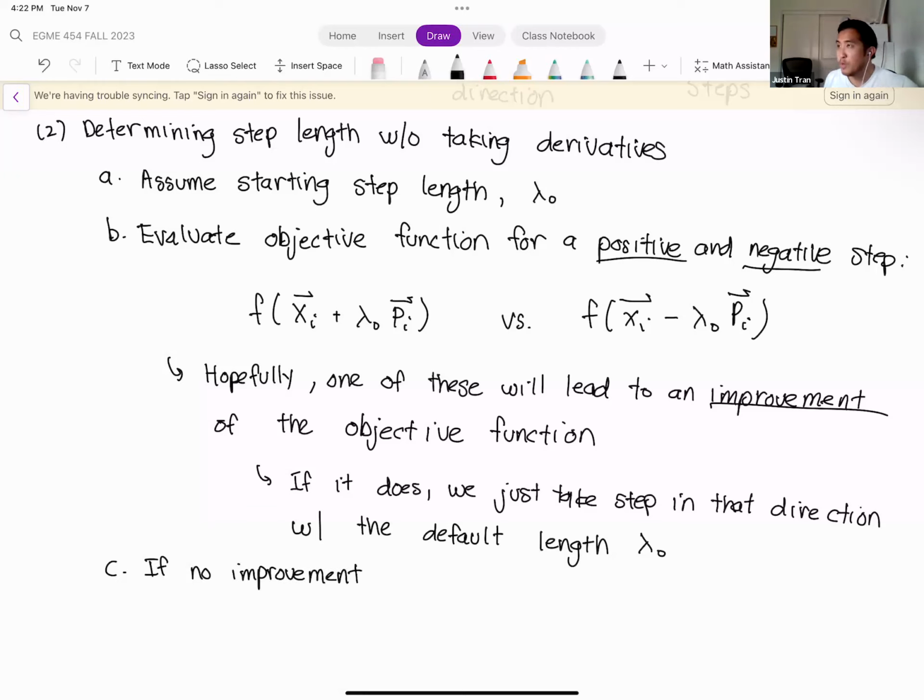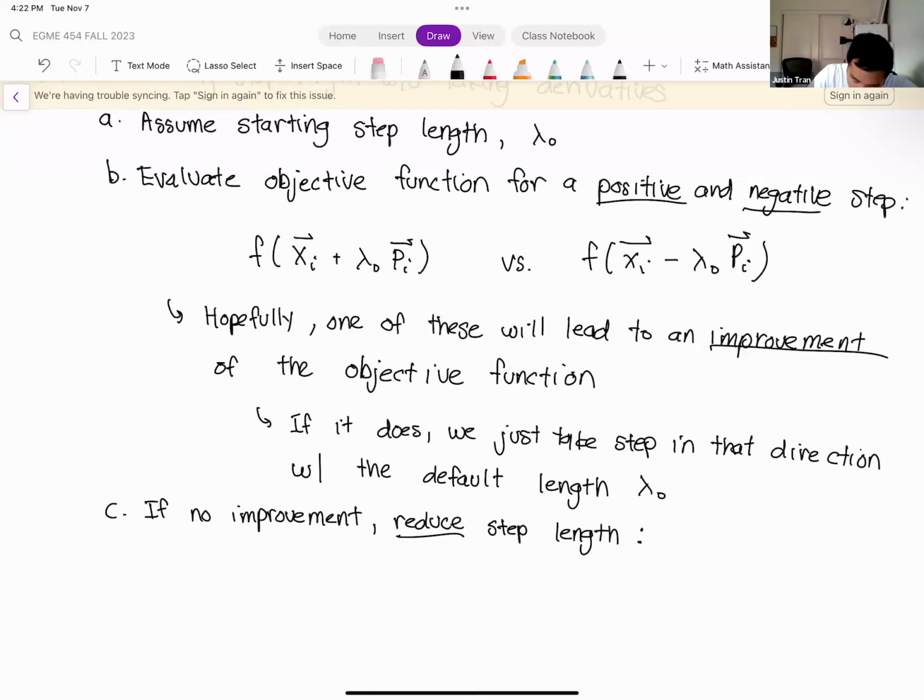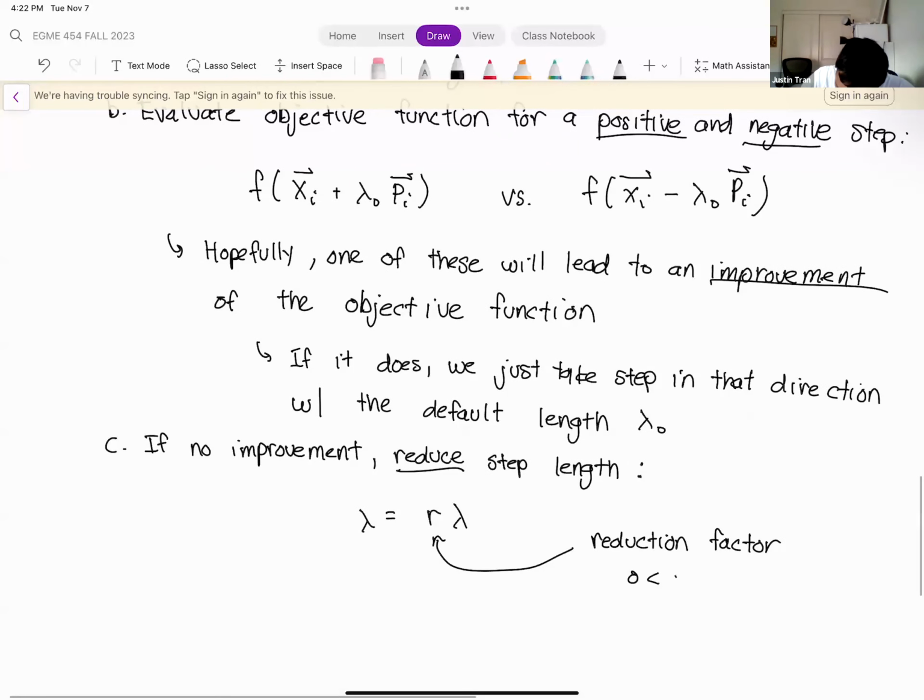And so if we see no improvement, we're going to reduce the step length. In other words, we're going to take a smaller step. And the way that we can do that is we can say lambda, our step length, is equal to r times lambda, where this r here is our reduction factor. And in order for this to be a reduction equation, r needs to be something between 0 and 1. Usually the value of r depends on how aggressively you want to reduce the step length.